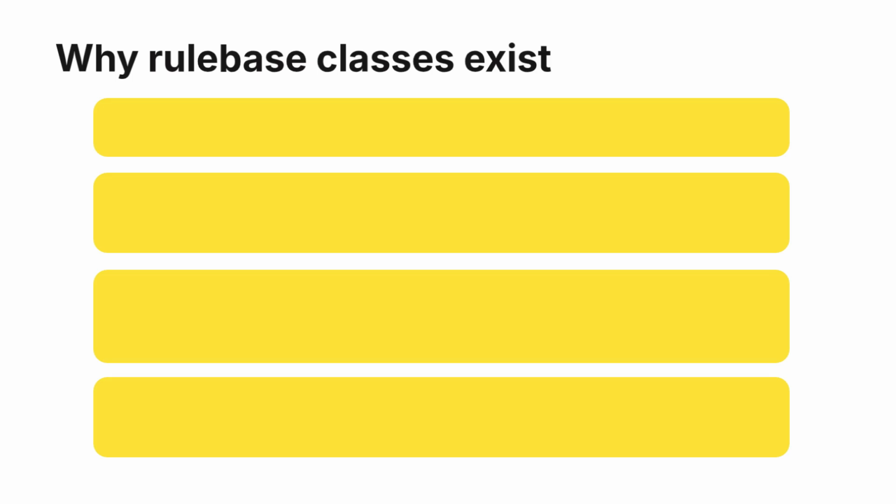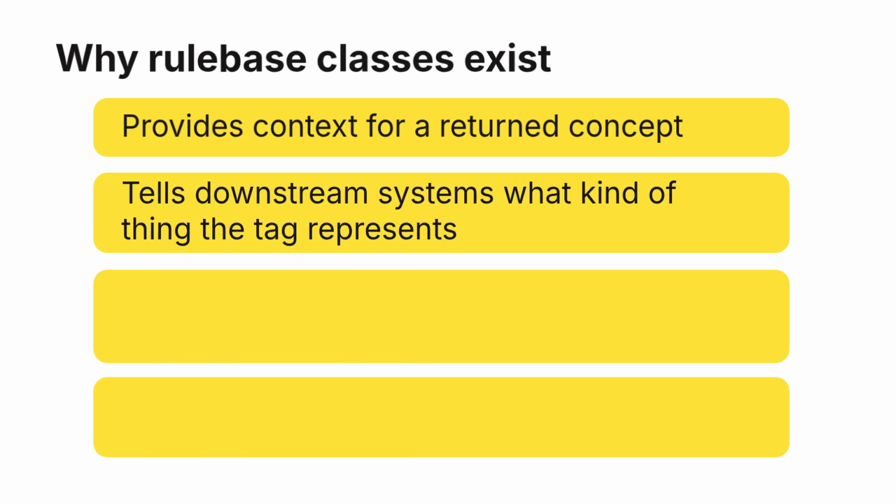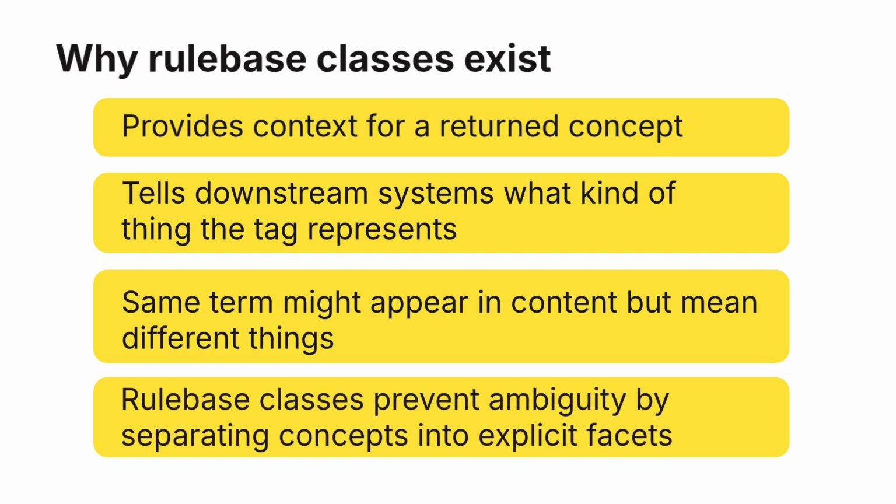Rule-based classes are one of the most important design concepts in Semaphore. A rule-based class provides context for a returned concept. It tells downstream systems what kind of thing the tag represents. In complex models, the same term might appear in content but mean different things. Rule-based classes prevent ambiguity by separating concepts into explicit facets.